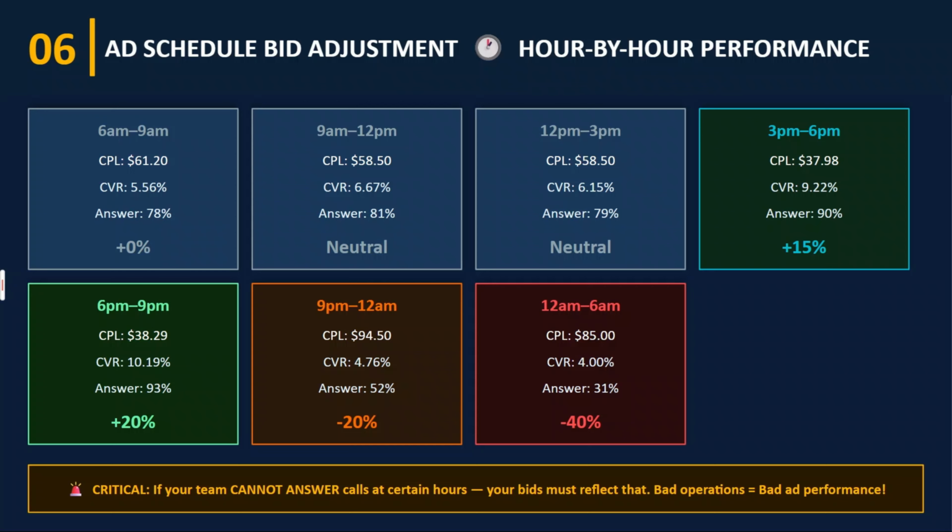And here is the most important lesson for this slide. If your team cannot answer the phone at certain hours, your bids must reflect that. It is not a Google Ads problem. It is an operations problem, but it shows up in your ad data. Bad call answering always creates bad ad performance. Fix the operation or fix the bids, both matter. Okay.